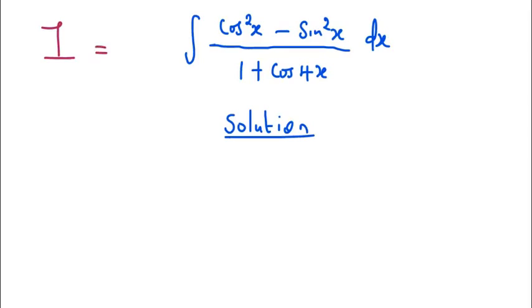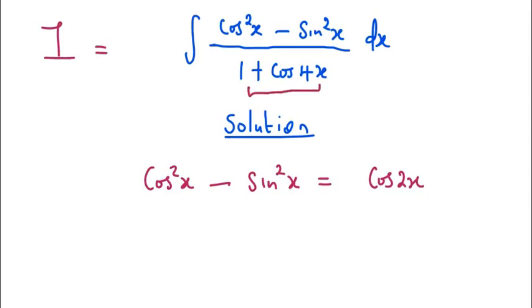Then we're going to make use of some trigonometric identities. We know very well that the cosine squared of x minus the sine squared of x is equal to the cosine of 2x. We're very familiar with this. Then again, we need to manipulate this denominator, but before we do that, let us record the following.